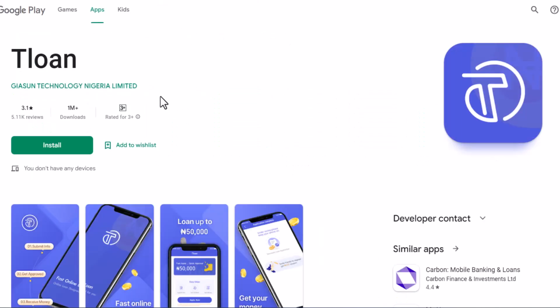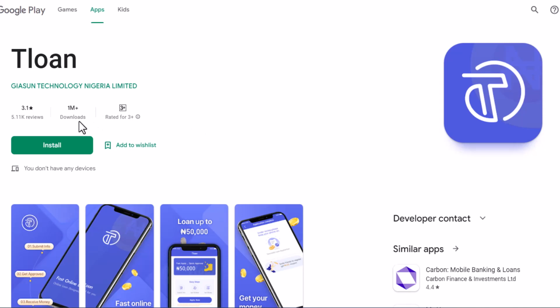So the first loan platform, which of course offers a very low interest rate in this video, is T Loan. We have written an article about T Loan and how it actually works, but we haven't made any video regarding T Loan. So this will be our first review about T Loan on this channel. We'll walk through the whole process and see what T Loan is all about, and how much you'll be able to get if you try to use T Loan to borrow money in Nigeria.